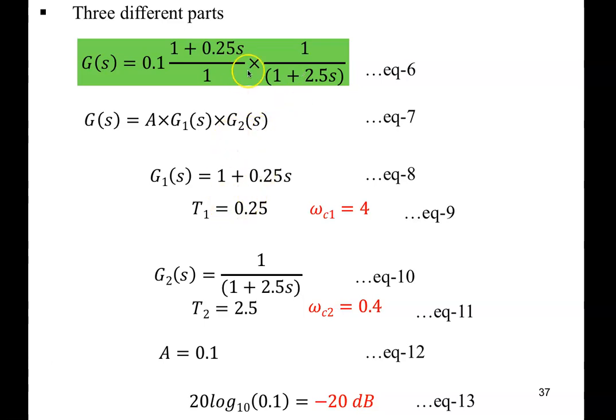So I can work out the corner frequency for G1. G1 is going up now because s is in the numerator. Time constant is 0.25, therefore corner frequency is 4. For G2, time constant is 2.5, therefore corner frequency is 0.4. Overall gain is 0.1. 20 log 0.1 gives me minus 20 dB. So these are 3 values that I need to sketch my Bode diagrams.